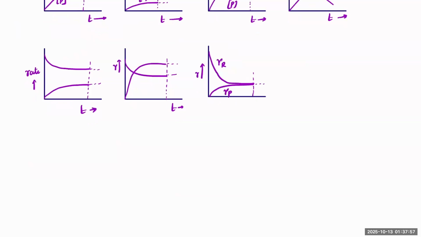Next, reaction rate versus time. See what is expected at equilibrium: the rate of the reactants and the rate of the products should both become equal. Here also, rate of reactant and rate of product. If both become equal, right, then only we will say it is an equilibrium. So this is not equilibrium, this is not equilibrium, this is equilibrium.